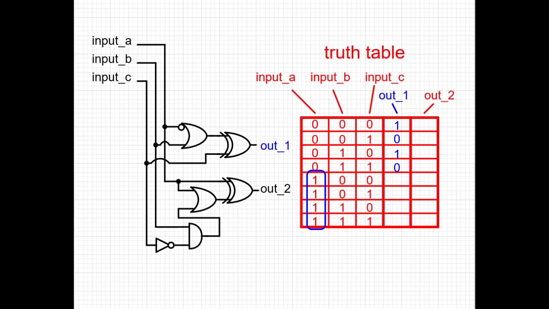We now need to see what happens when input A is 1. Because of the inversion at the input of the OR gate, when input A is 1, it's all up to the other two inputs. Input B passes straight through the OR gate, so it's just an XOR of input B and input C. Like so.